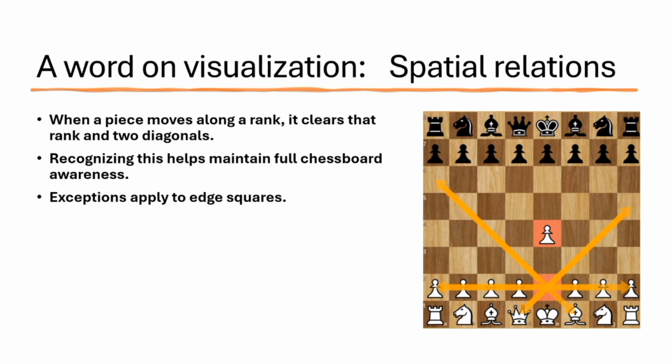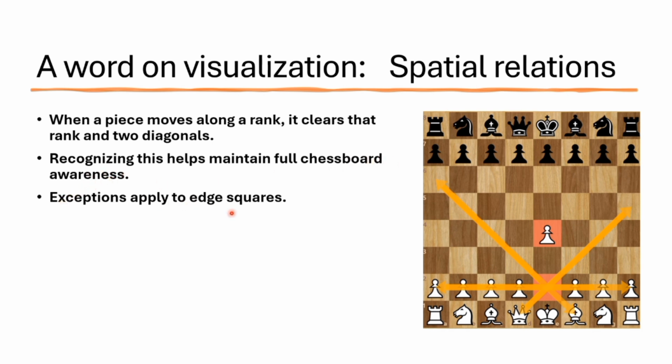So when a piece moves along a rank, it clears that rank and two diagonals, as can be shown in the diagram on the right-hand side here. So this pawn went up to e4, so that this rank was cleared, and these two diagonals were cleared, and it moved on to a new rank and two new diagonals. Recognizing this helps maintain full chessboard awareness.